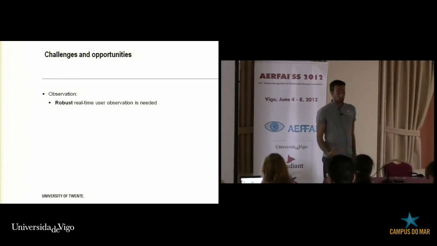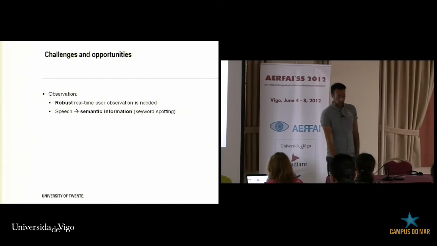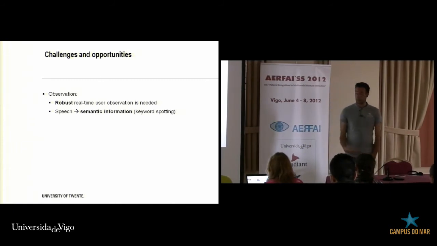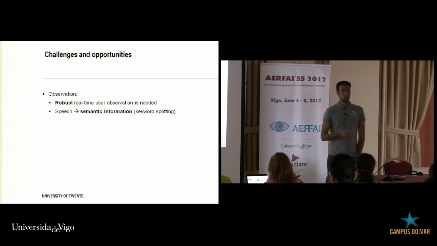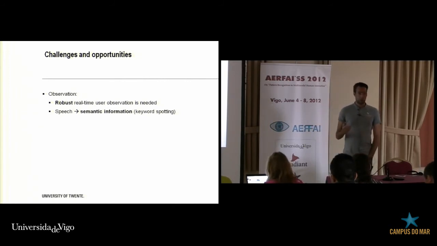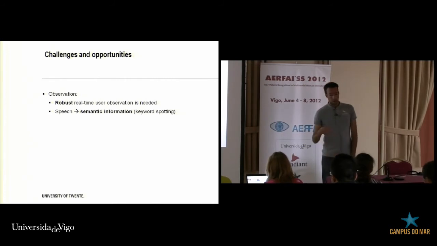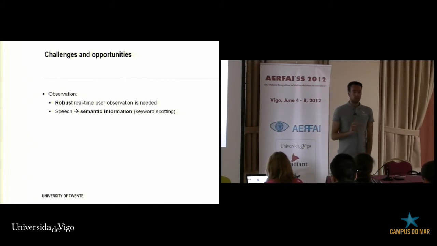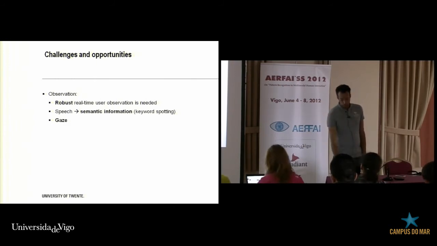We need robust real-time observation, and we addressed it a little bit, but we might go beyond that. If we're looking at speech, we might also look at the semantics of what's being said. One of the things we're looking into is keyword spotting. There might be certain words that cue back channels, such as "right" or "yeah". If we can detect these quite quickly, then we might use this to predict when a back channel should be given.